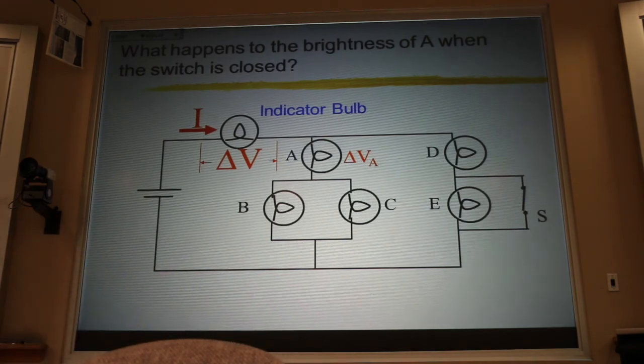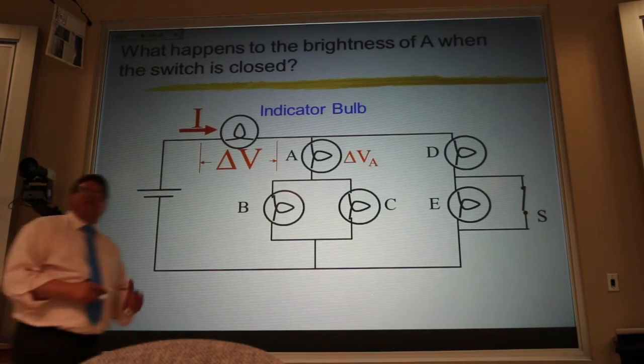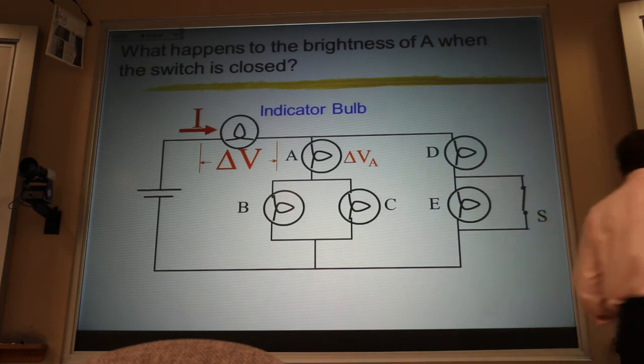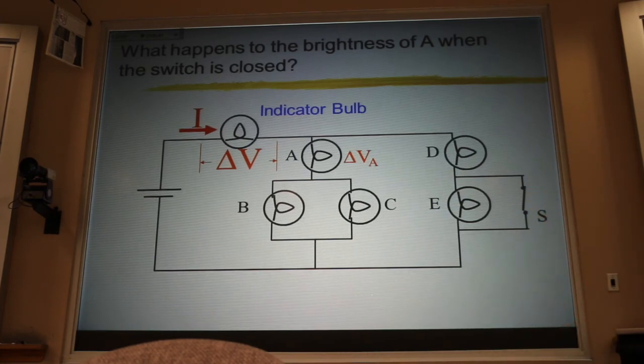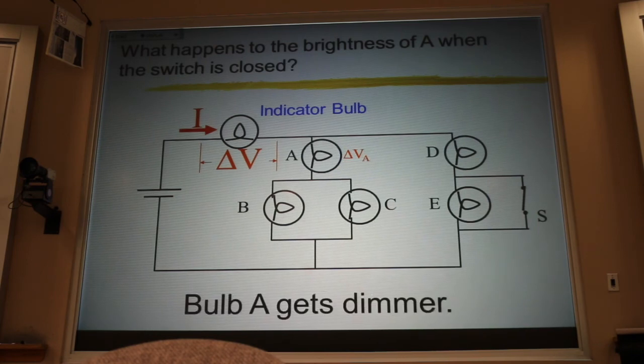Now, folks, that would be considered a full credit answer on an exam, saying why A gets dimmer. It looks like Egyptian hieroglyphics, but it speaks to me, and I hope it speaks to you. So the voltage across A gets smaller and A gets dimmer. Are there questions about that?